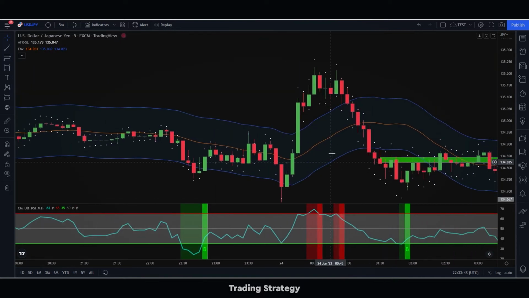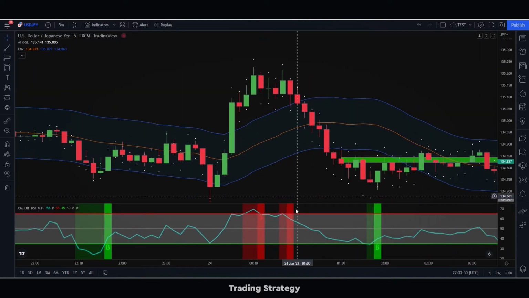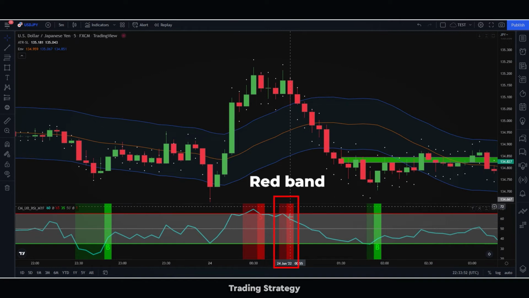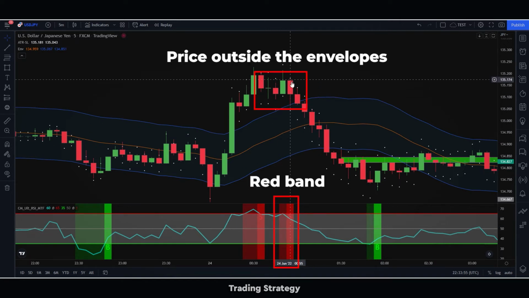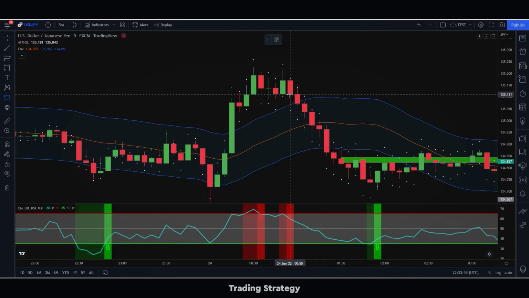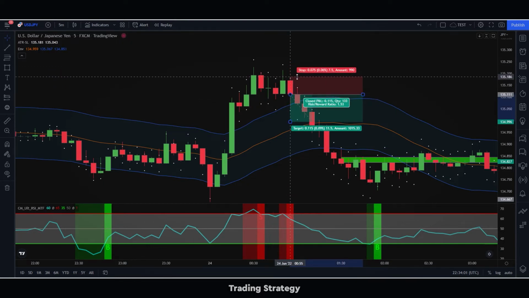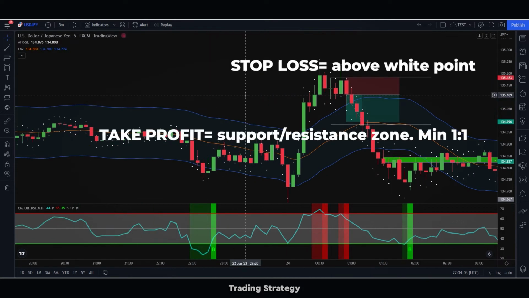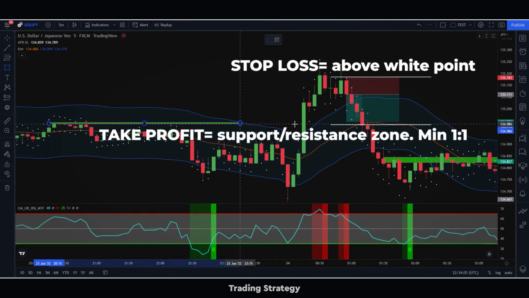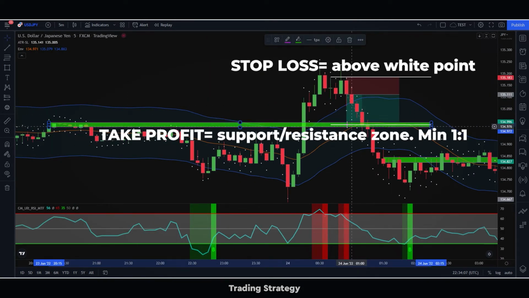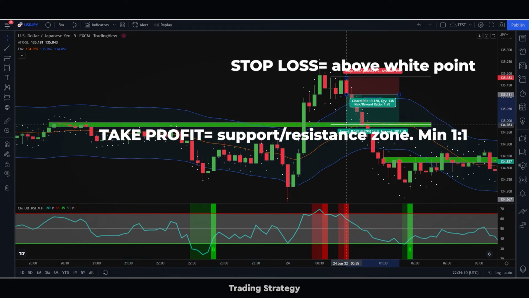In the case of performing a sell operation, first, the RSI should show us a red stripe, and secondly, the price must be outside the envelopes. If this is fulfilled, we will carry out a sell operation. We will place our stop loss above the white point marked by the ATR stop loss, and our take profit in the support and resistance areas, with a minimum risk-benefit ratio of 1:1.